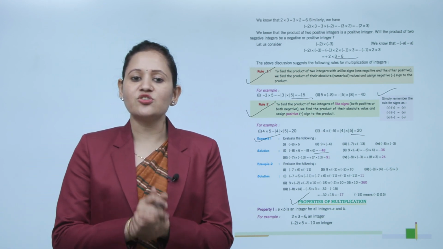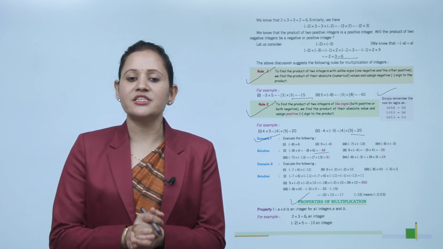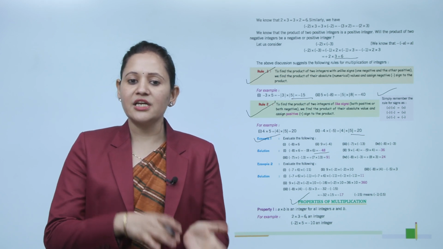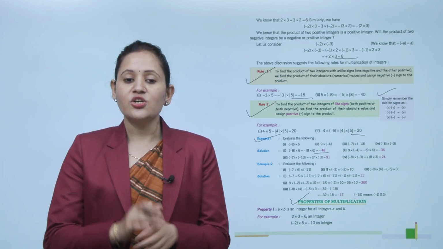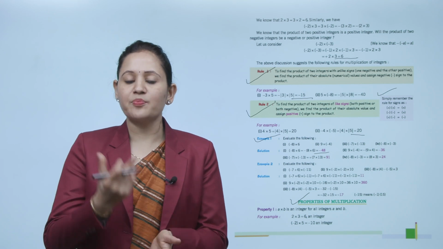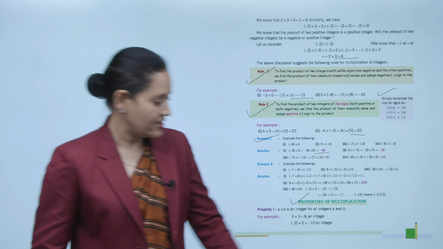Property 1: a into b is an integer for all integers a and b. 2 into 3 is 6. 6 is also an integer. So if we multiply two integers, the product will be an integer.